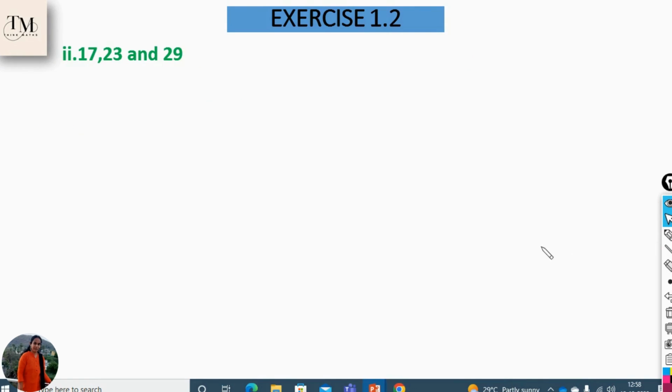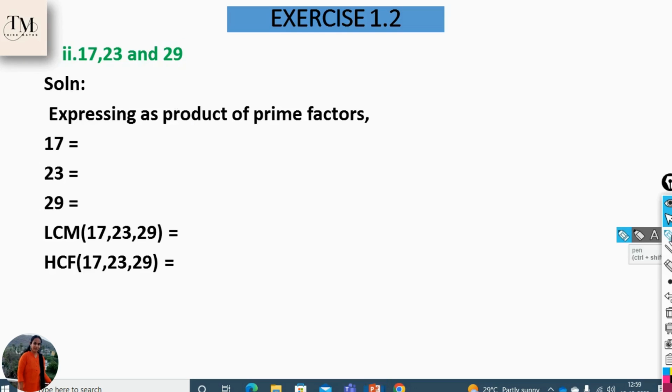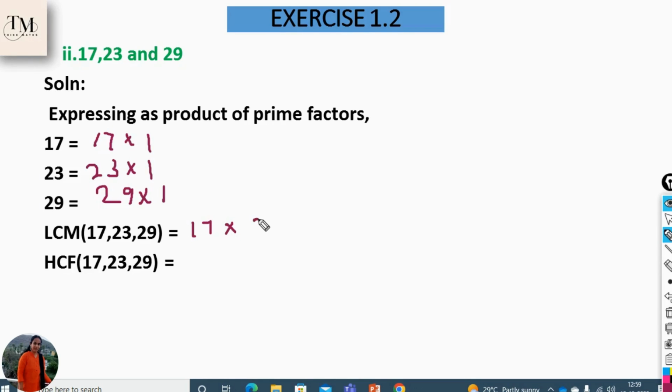17, 23, and 29. If you check this, all three numbers are prime numbers. For prime numbers, the factors are 1 and itself, so there is no need to factorize. We can just write 17 as 17 into 1, 23 as 23 into 1, 29 as 29 into 1. LCM is the product of each prime factor with its greatest power. So 17 into 23 into 29, the greatest power for everything is 1, and the common factor is 1.